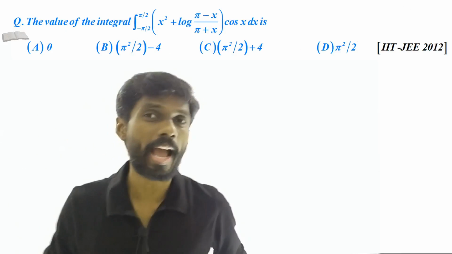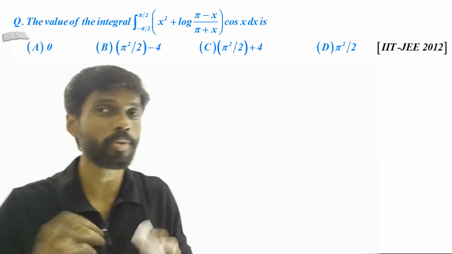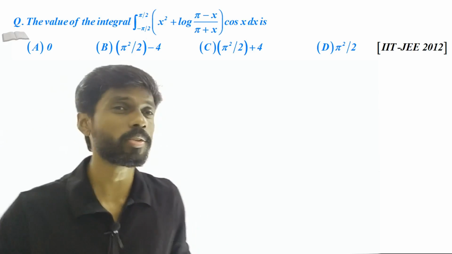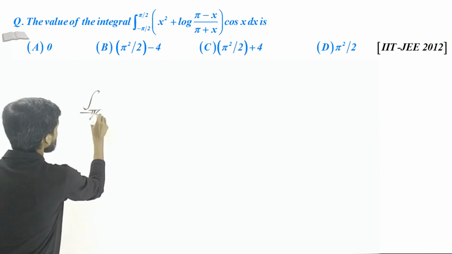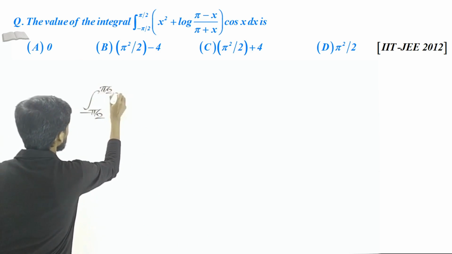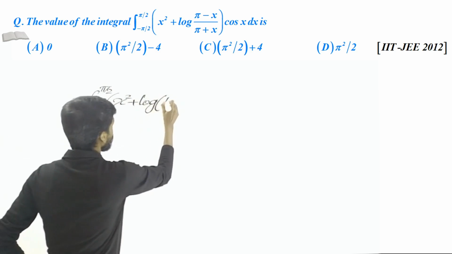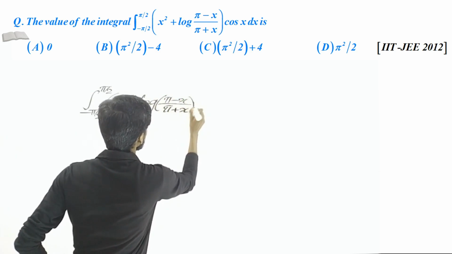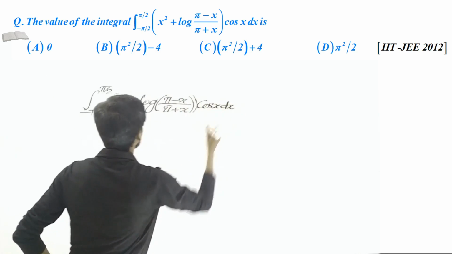When you get an integral having limits minus pi by 2 to pi by 2, or minus 1 to 1, or generally minus a to a, we have to first check whether the integrand is an even or odd function, right? So the given integral is from minus pi by 2 to pi by 2 of x square plus log of (pi minus x) by (pi plus x), multiplied by cos x. Okay, so this is what is given.